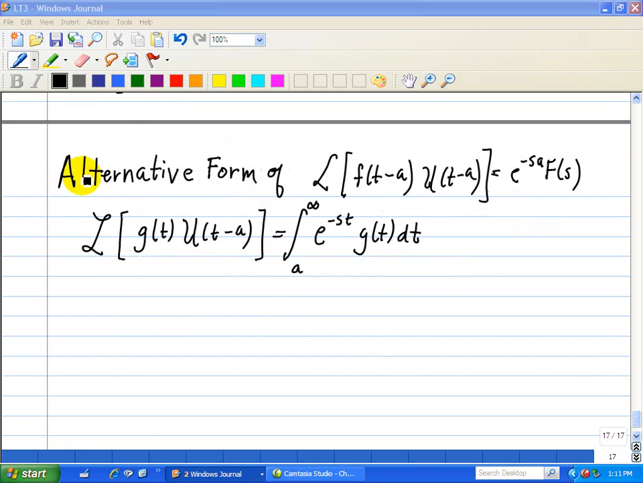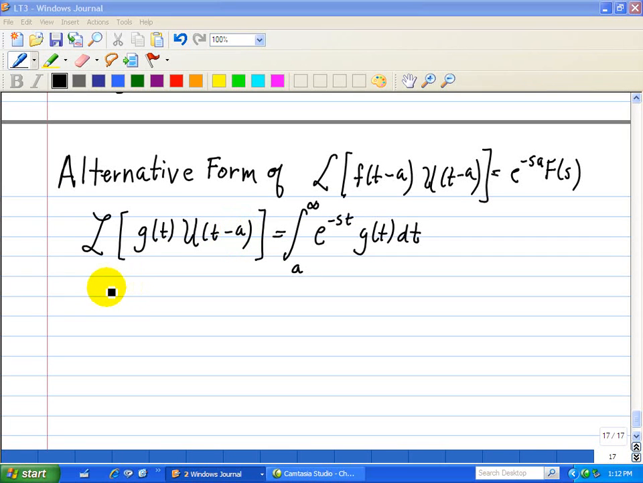Now we're going to try to find an alternative form of the following Laplace transform for delayed functions. So here, let's say we have the Laplace transform of g of t multiplied by a delayed step, and we want to put g of t in the proper form. So we're going to apply the definition of the Laplace transform, but this time we're going to integrate from a to infinity, since the part from 0 to a is 0, since g of t doesn't turn on until the step function, which is delayed at a.